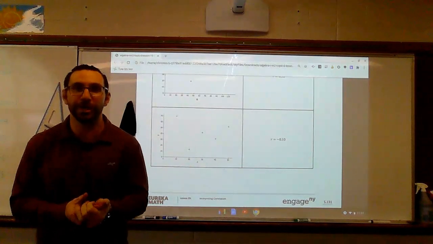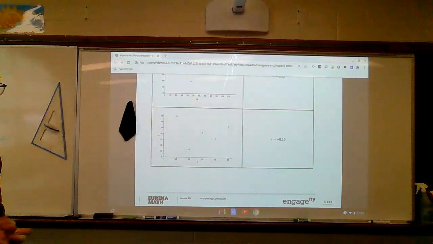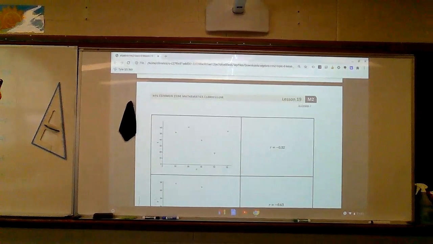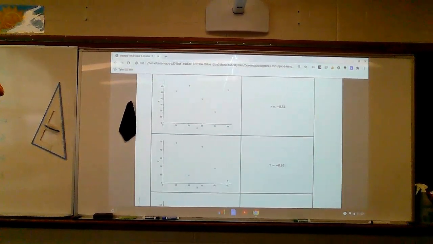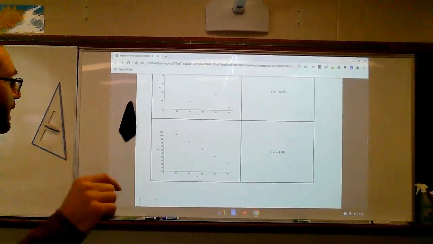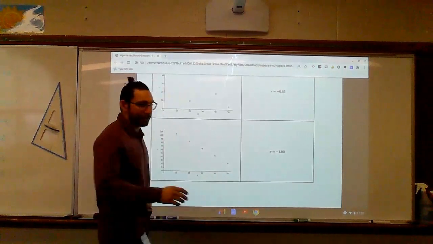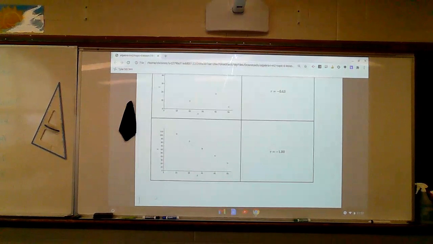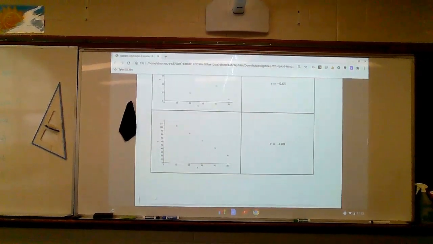This isn't good correlation. This is weak. It's tough to say whether it's positive or negative. Oh, -0.32, -0.63. We're getting closer and closer to being strong. -1. This is linear. 1 and -1 are linear. So how do we find the correlations? Well, let's go to example 4.